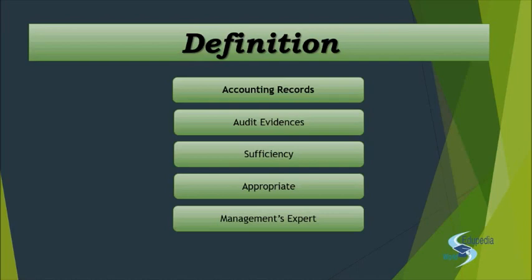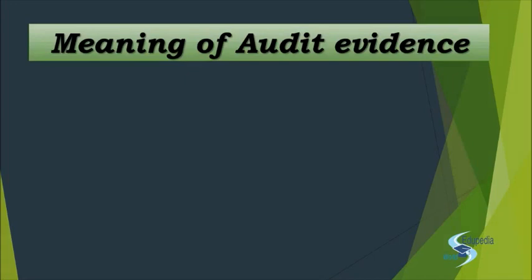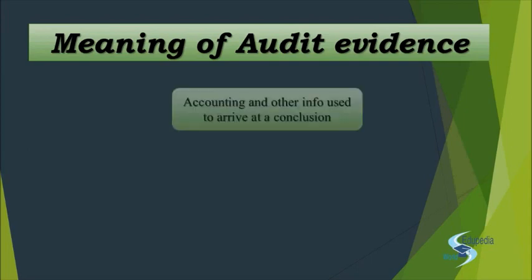Then we have audit evidences, sufficiency and appropriate audit evidences, and management expert. These will be dealt in the subsequent slides. So when we talk about audit evidence, what is the meaning of audit evidence? So basically, if you understand in the layman's term, right? So any information, whether it is accounting or it is non-accounting information, that is helping the auditor to draw a conclusion, to come to an opinion, to form an opinion on the financial statement, right? All those information would be termed to be audit evidences, right? So accounting and other information used to arrive at a conclusion are audit evidences.